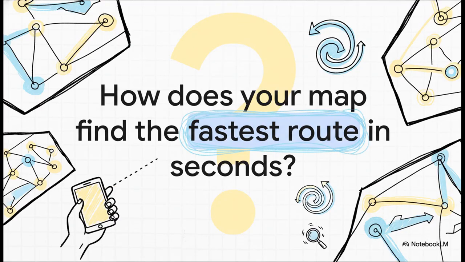I mean, really think about that for a second. You ask your phone for the best way to get across town, and out of, well, practically infinite possibilities, it gives you the optimal one almost immediately. It's not just trying every single road, right? That would literally take forever. The secret sauce, the real trick, is all in how that data, the map itself, is organized to make searching not just fast, but astonishingly fast.